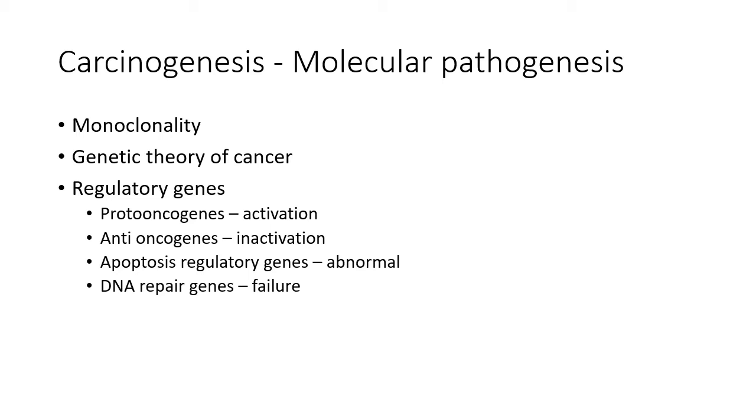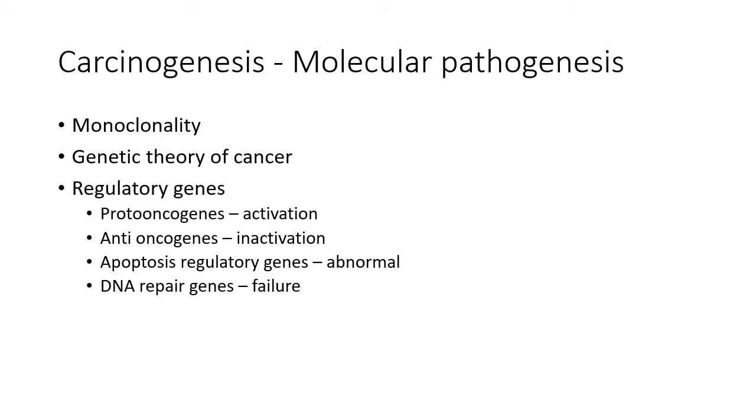The third one is apoptosis regulatory genes. What is apoptosis? We already saw it in our cell injury series itself. You can revise that now. This apoptosis is regulated by certain genes called apoptosis regulatory genes, and abnormality in these genes can also be a cause of cancer. And the last one is DNA repair genes. There are certain genes which repair any slight damage to the DNA, and failure of these DNA repair genes can also lead to cancer.